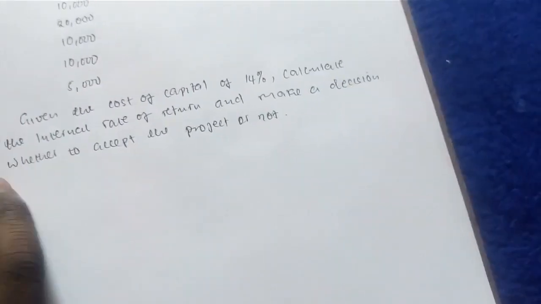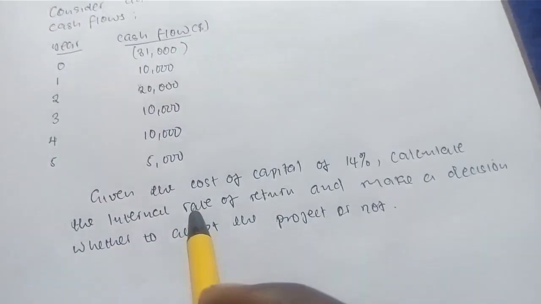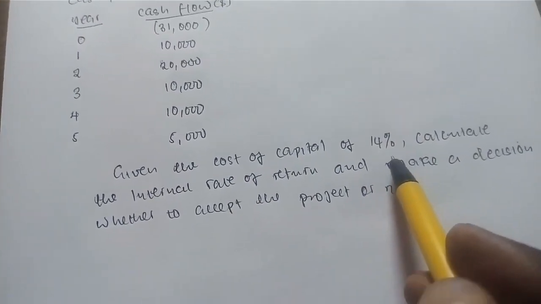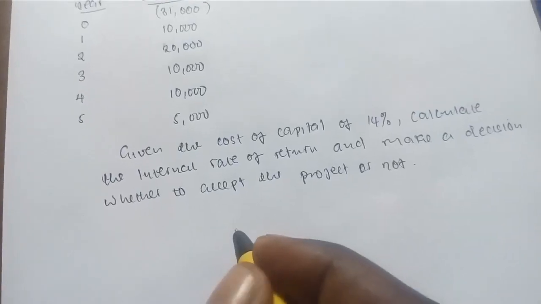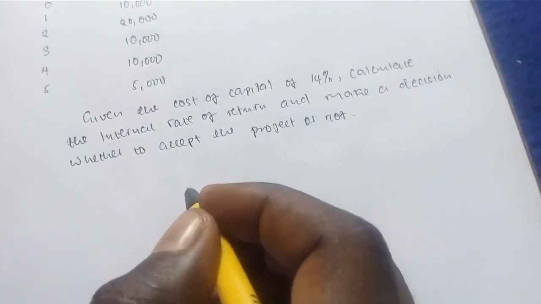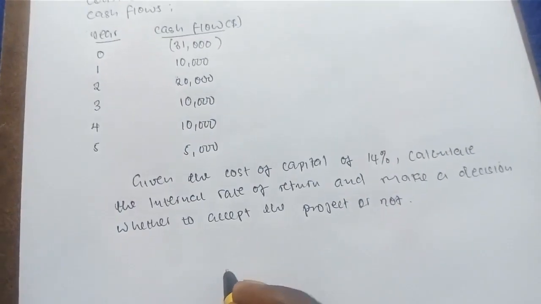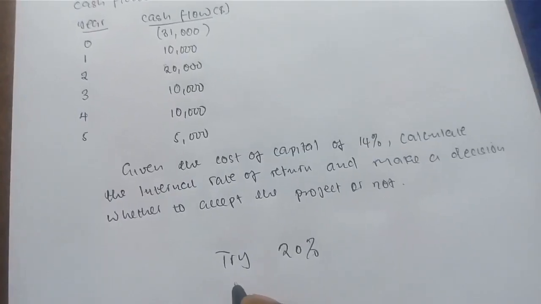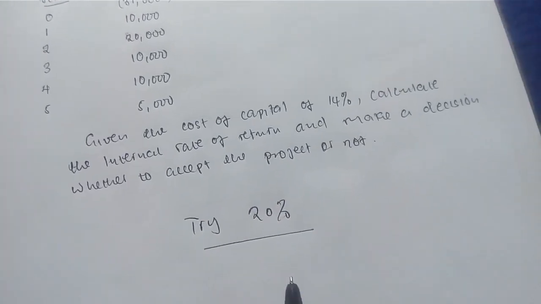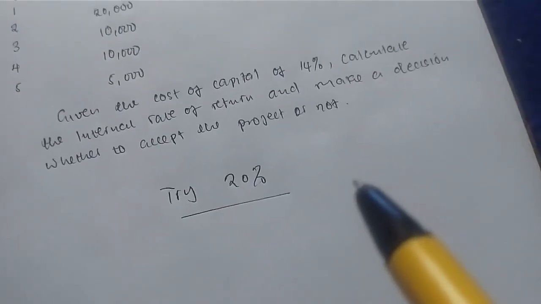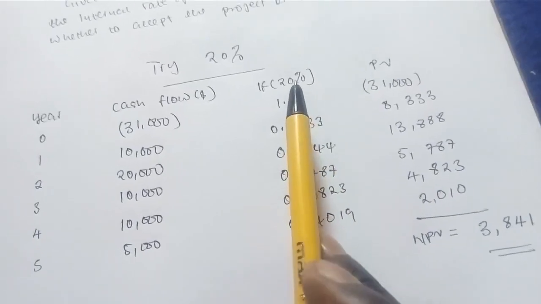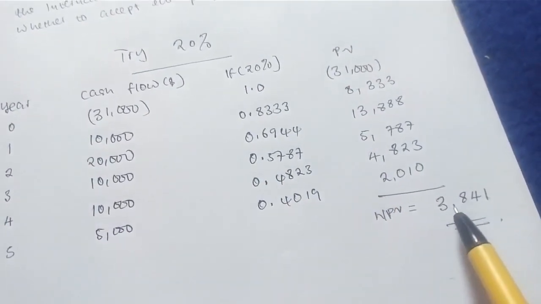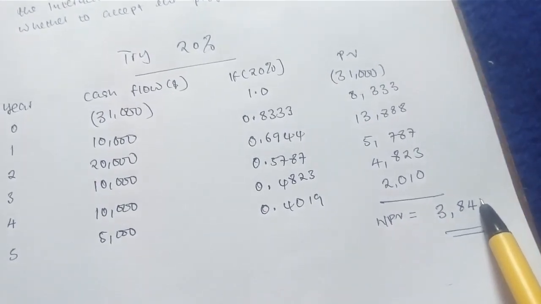We will try to use a higher range, because at 14% we got a positive NPV. So I will try using 20%. It's a trial and error. So let's try 20% and see what net present value we get. If I decide to use 20%, I still get the positive net present value.